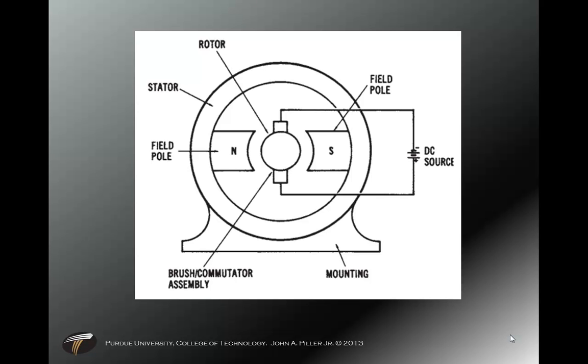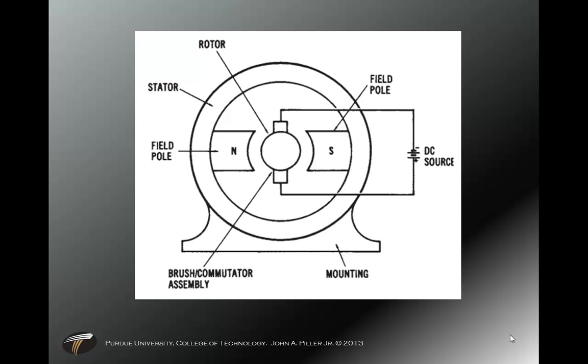So here is a schematic of a motor. Stator's on the outside, rotor's on the inside. Rotor is the piece that spins. Stator is the thing that you mount to something. Rotor is attached to the mechanical shaft.